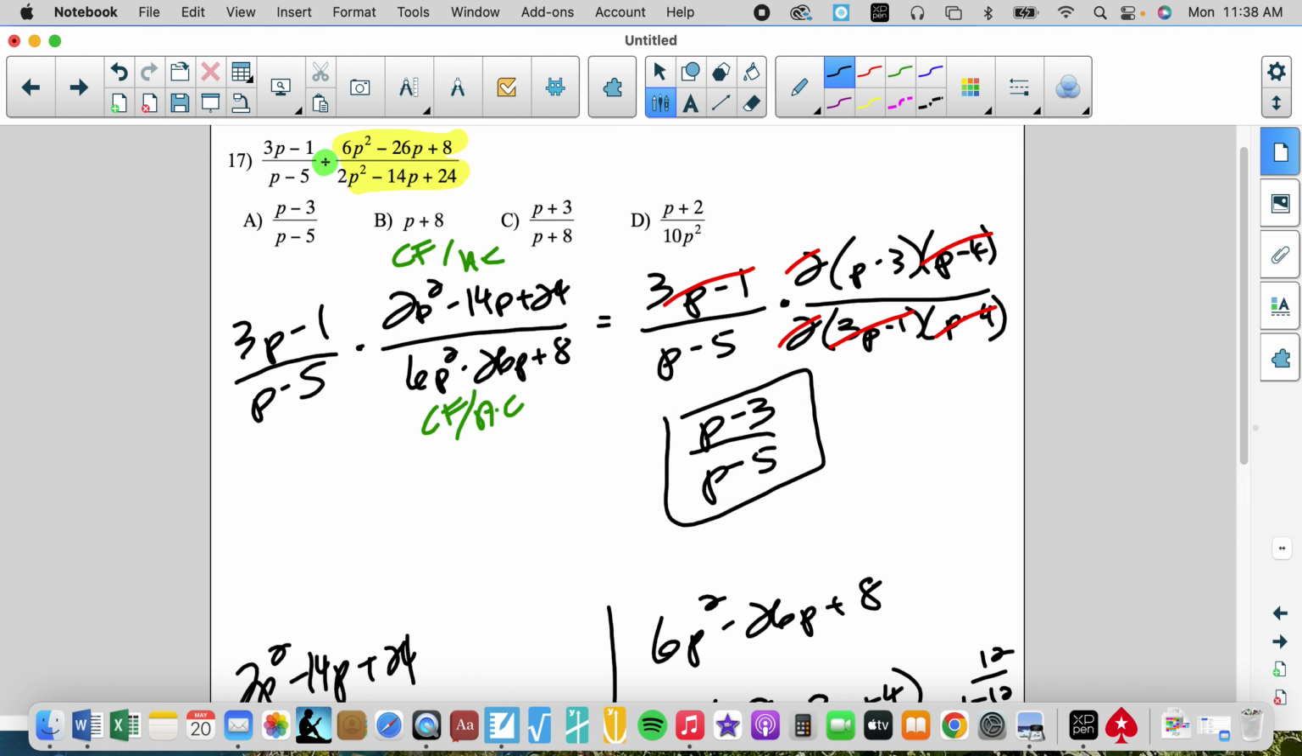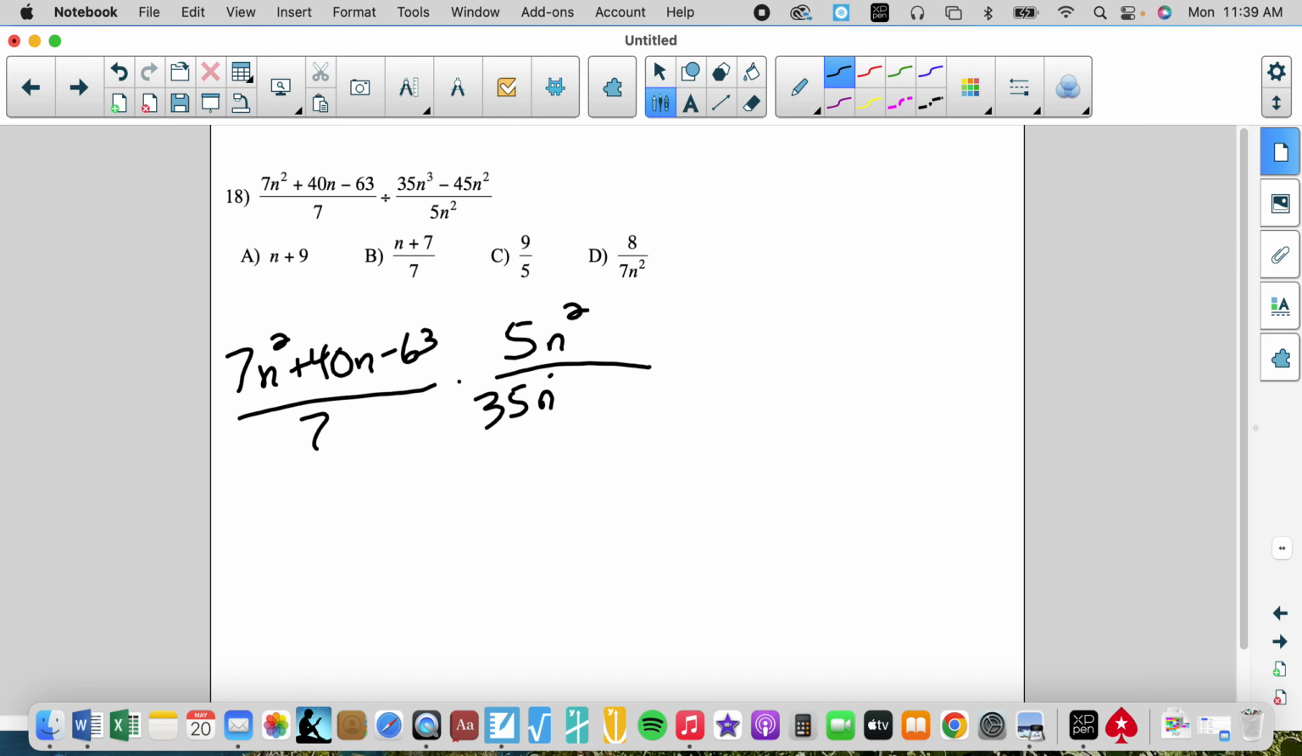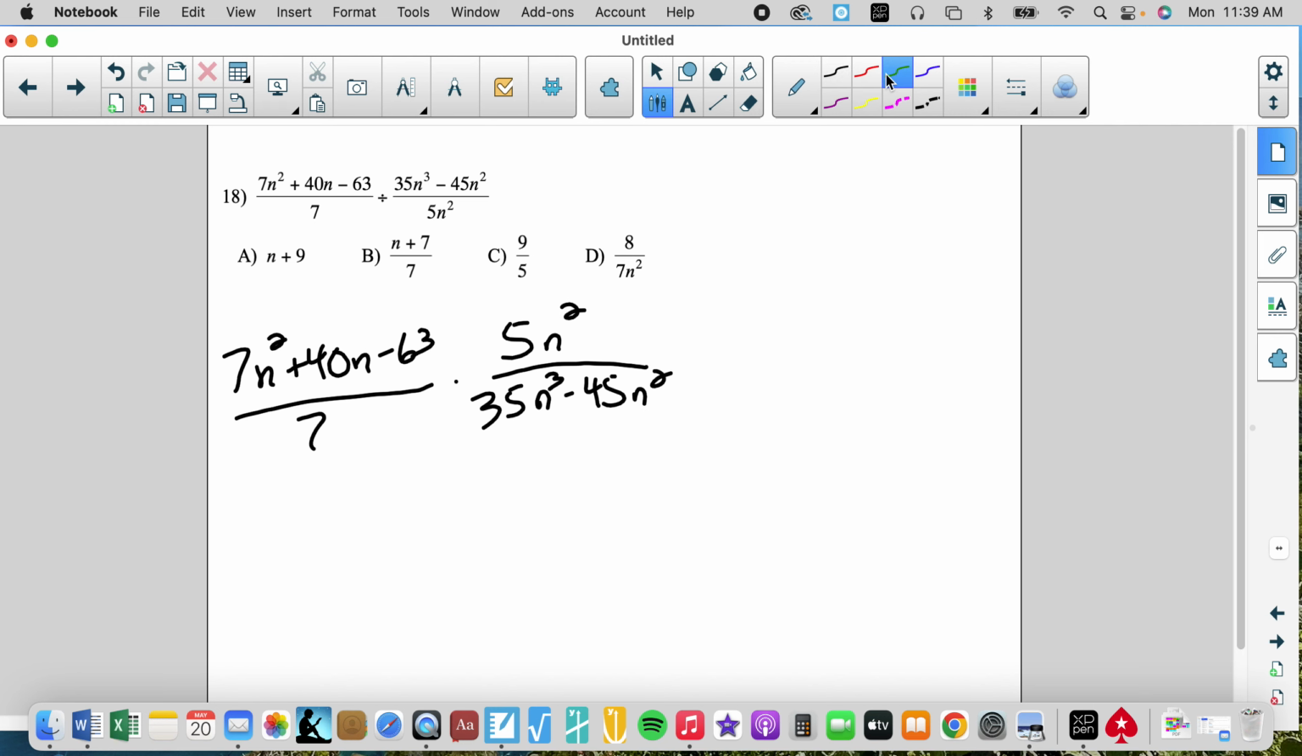Which one's p minus 3? Oh, p minus 3, p minus 5. A. Good. Okay. First thing, just rewrite 7n squared plus 40n minus 63 over 7 times 5n squared over 35n cubed minus 45n squared. So what am I going to do? 7 going to 40? No. What? Did you really do that, Mr. Mac? Wow. That is brutal.